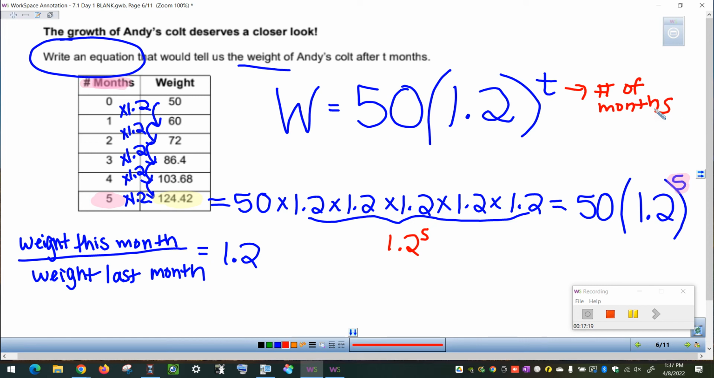So we're going to actually put some labels into each of these positions. So t is the number of months. I'm going to go back up here to the very start. This is going to be the weight after t months.